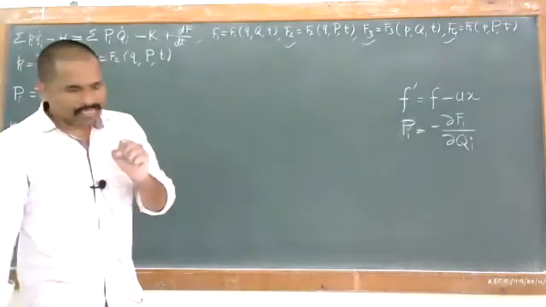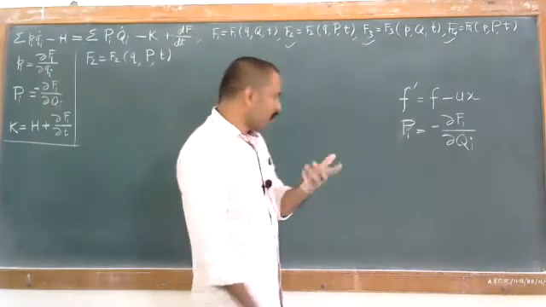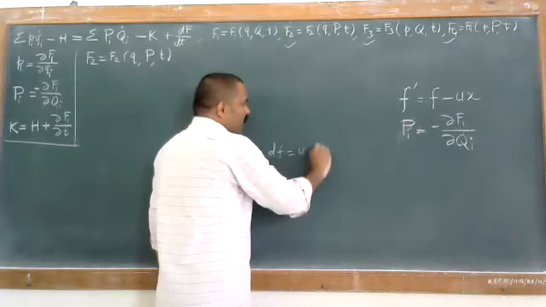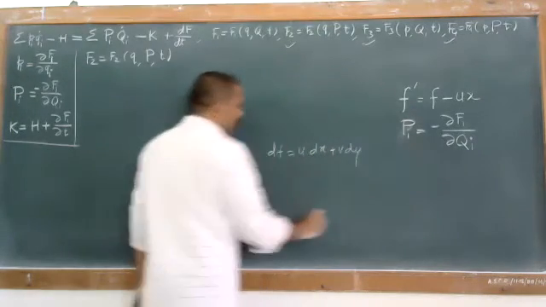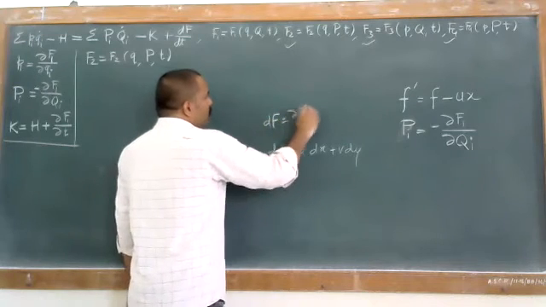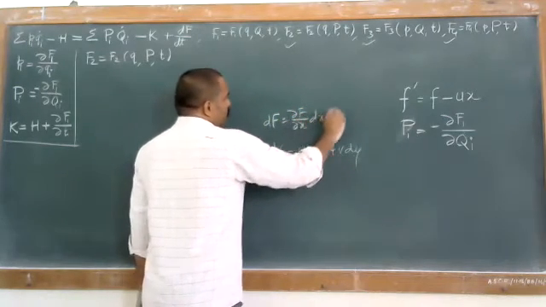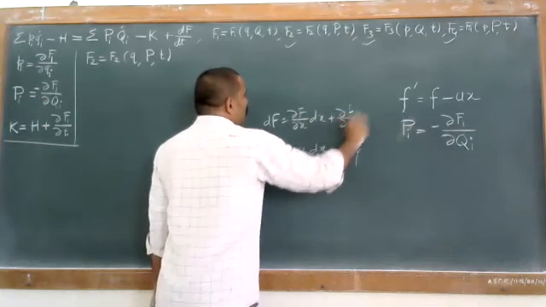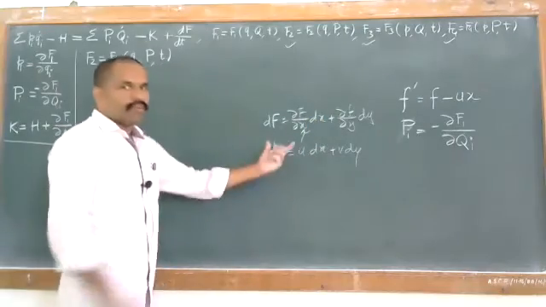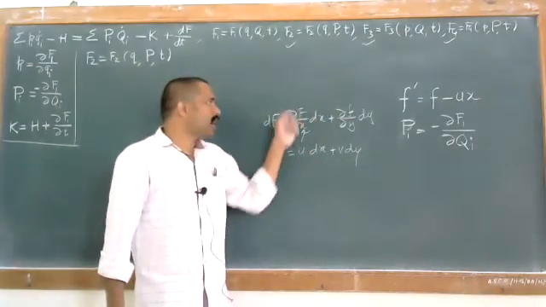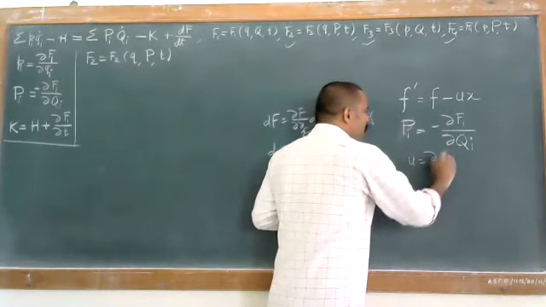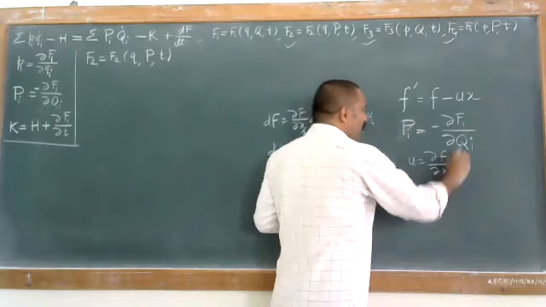If you remember the Legendre transformation, we saw equations: df is equal to u dx plus v dy. Or we said that this df is nothing but gamma f by gamma x into dx plus gamma f by gamma y into dy. So what is u? For this u, which is the total differentiation, u is nothing but gamma f by gamma x. What is the value of u? Gamma f by gamma x.